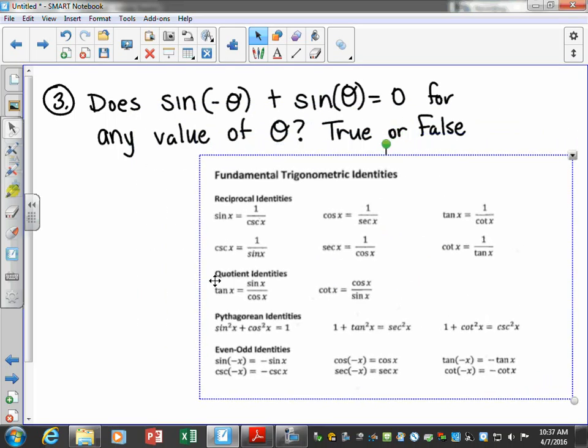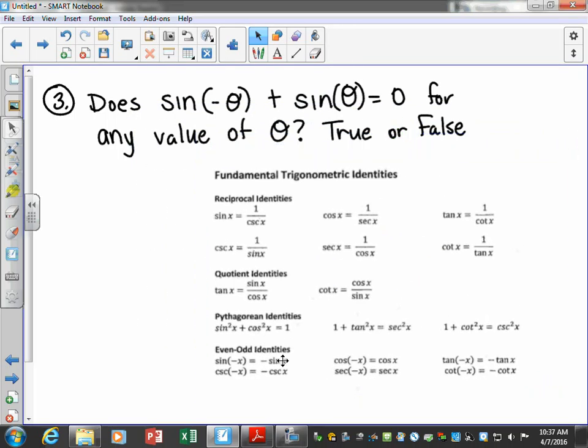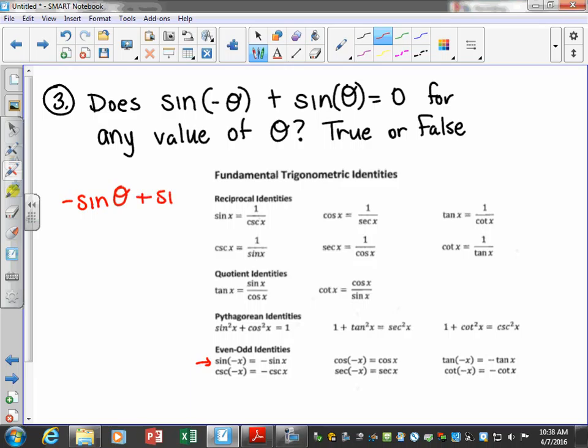If I pull these up over here, first of all, we're going to use our even odd identities down here. So sine negative theta, that's sine negative x, is equal to negative sine of x. So basically, this first term is equivalent to negative sine theta, according to that identity right there. And plus sine of theta, that's just sine of theta itself. So what happens if you have a negative 1 plus a positive 1 of the same term? What do you get? Yeah, equals 0. So what would we say about this? True.